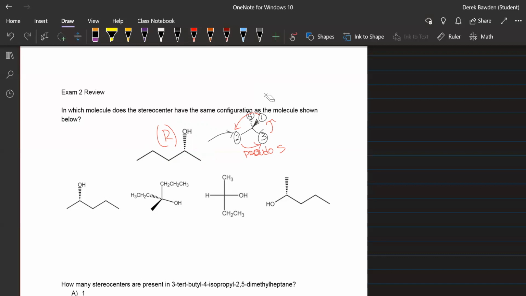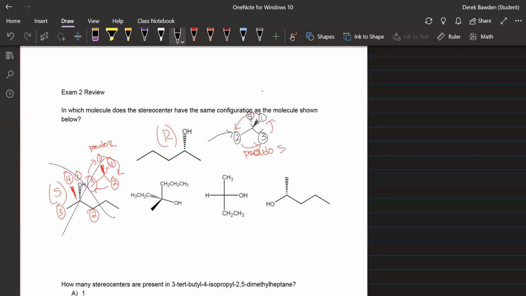Okay, so we have a very similar structure in our first one as our example. So we can just, again, say that's our number 1, our number 4, number 3, and number 2. We can swap our 1 and 4. Two and 3. Okay, now this time it's going this way, which means pseudo R. So our original is S. And that means this is not the same configuration.